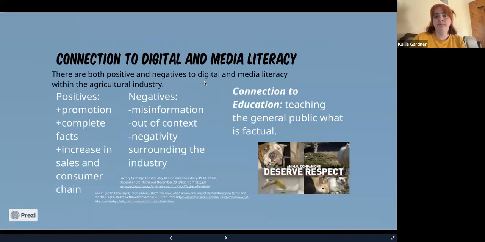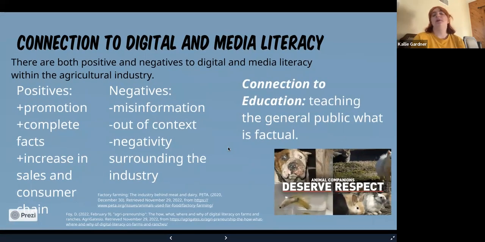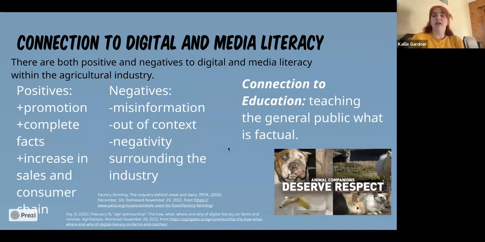Digital and media. The connection of this project to digital and media literacy in agriculture. There are both positives and negatives to digital and media literacy within the agricultural industry. Some positives with the digital media literacy in the ag industry is promotion, which means the ability to bring to light which farmers have which crops, as well as which companies work on which water treatment plants, and other places that you can go to provide for your families.